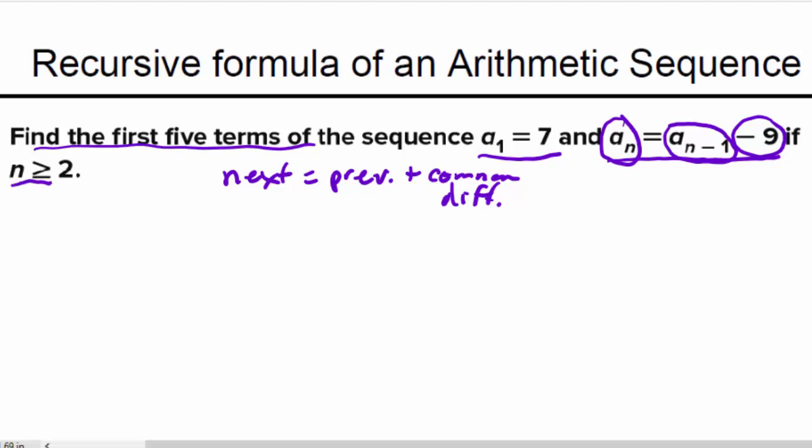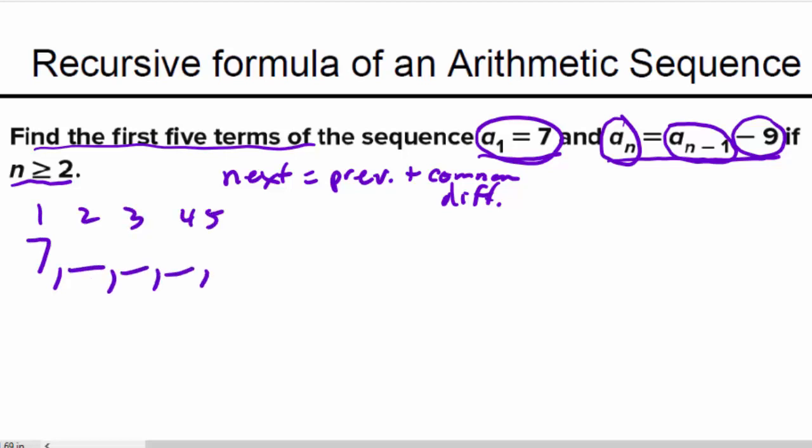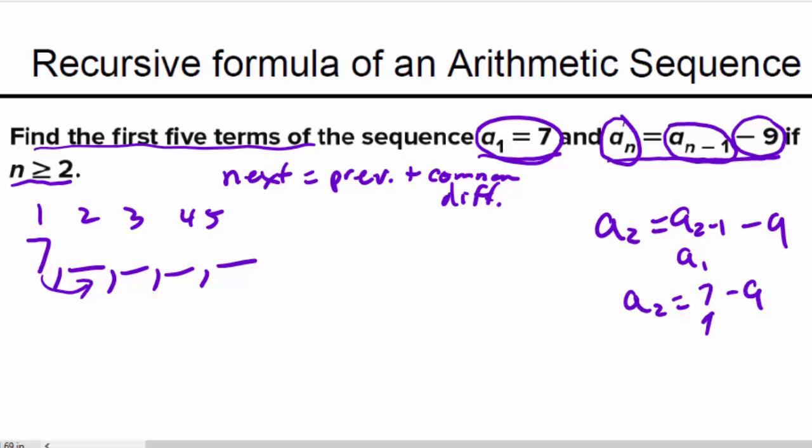And it says if n is greater than 2. The reason they said that is because they gave us the first term in the sequence, which is 7. All I have to do is find the 2nd, 3rd, 4th, and 5th terms, and that is found by doing the recursive pattern. To find a sub 2, we take a sub 2 minus 1, which again is the first term, and then subtract 9 from it. So a sub 2 is equal to the first term, which was 7, minus 9, because this is the first term. 7 minus 9 is negative 2.